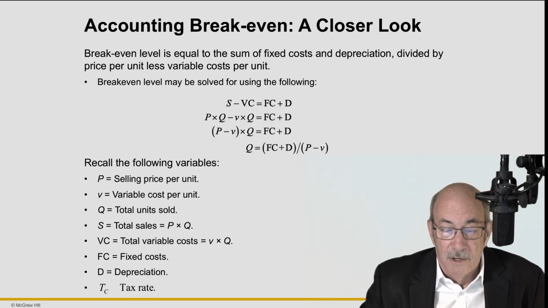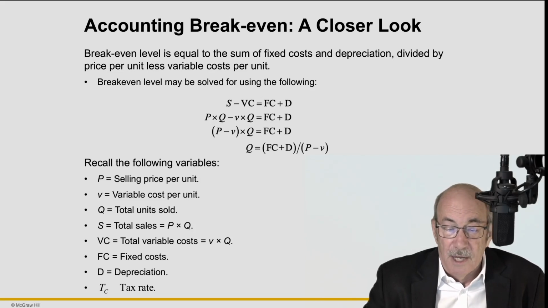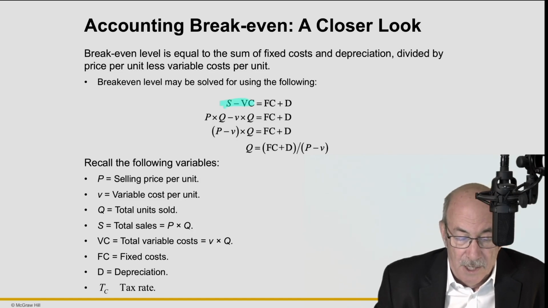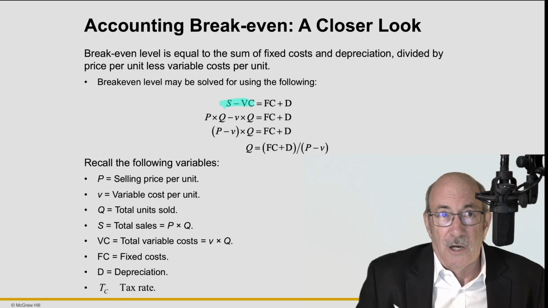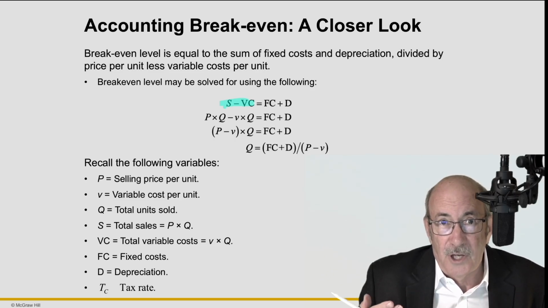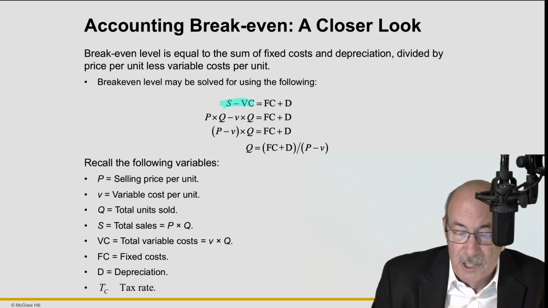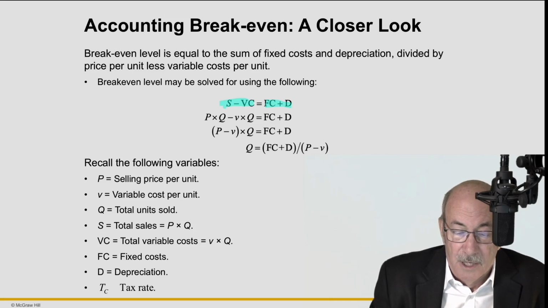All right, and what we can do is plug this into a formula and get an easier way to calculate this. If we assume that sales minus variable costs, the total sales and the total variable costs, is what we contribute to reducing our fixed costs and our depreciation, then when those are exactly equal to the fixed costs and the depreciation, that's when we have a net income of zero.